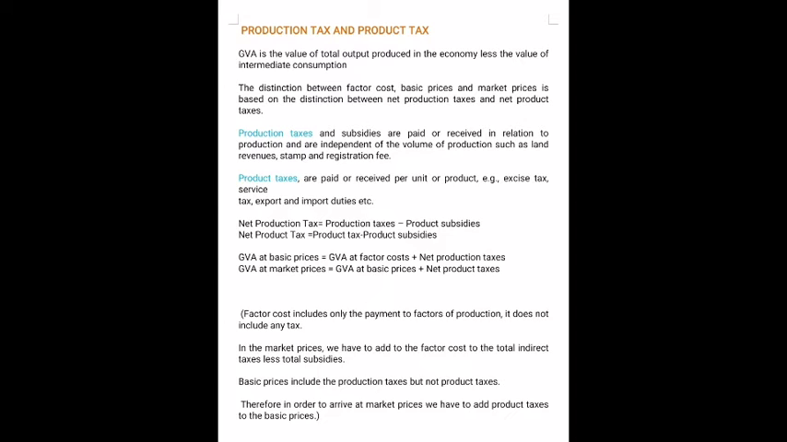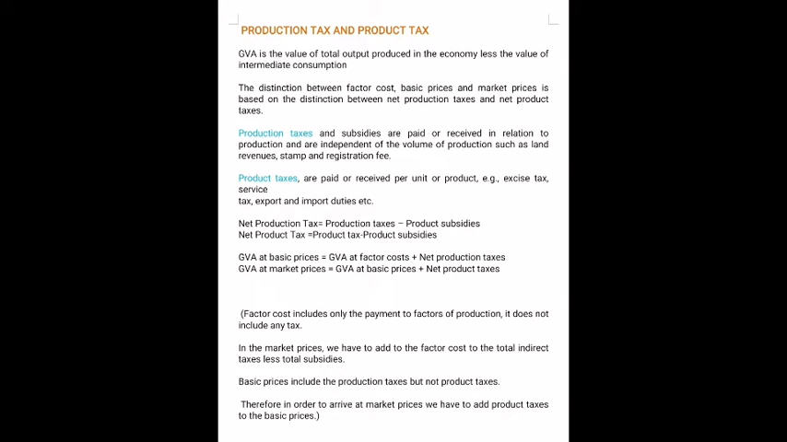Now let's check how we will get GVA at basic price and market price. Before that, go through these things, because factor cost includes only the payments to factors of production. It does not include any tax. Then the market price includes factor cost and also total indirect tax, but less subsidies. But the basic price includes production tax but not product tax.